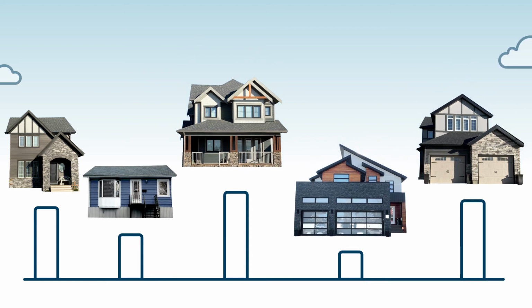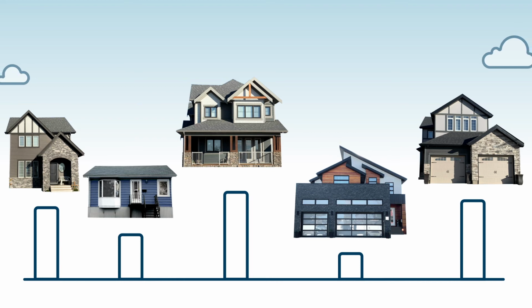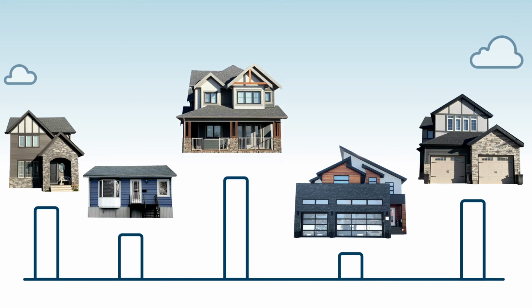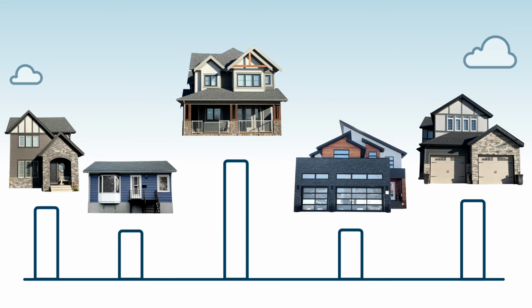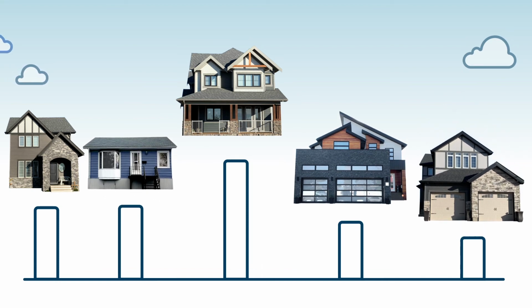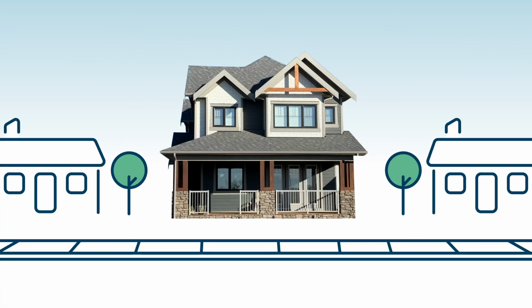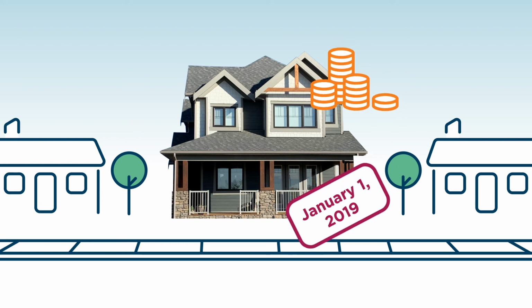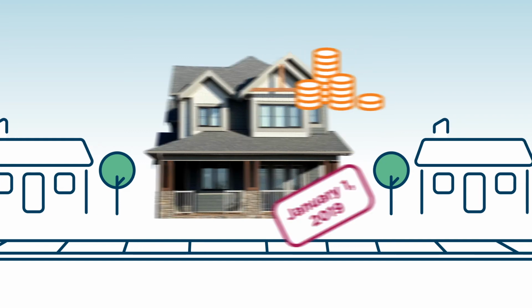The mill rate is revenue neutral, meaning it doesn't collect any more or less revenue for the city. Individual property tax may increase or decrease if your property's assessment changed more than the rest of the city on average. So, to recap, your property's assessment provides us with an estimate of what your property was worth as of January 1st, 2019. Applying the mill rate to your assessed property value then determines your property taxes for that year.